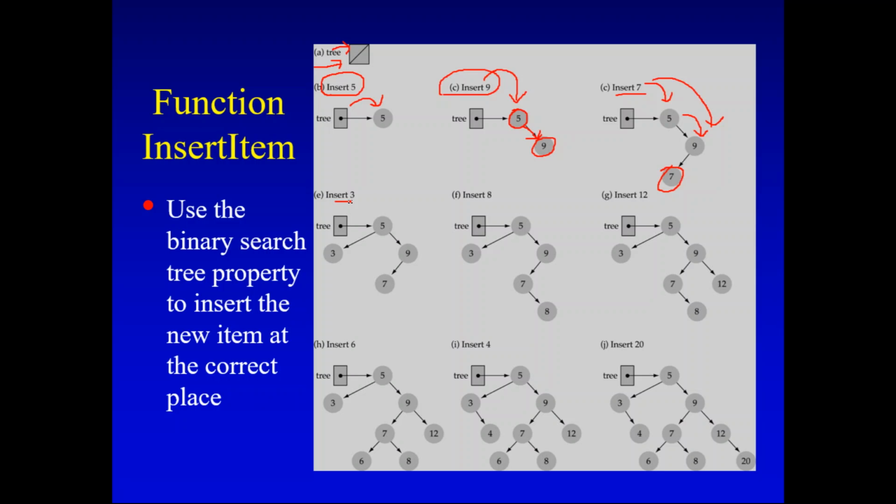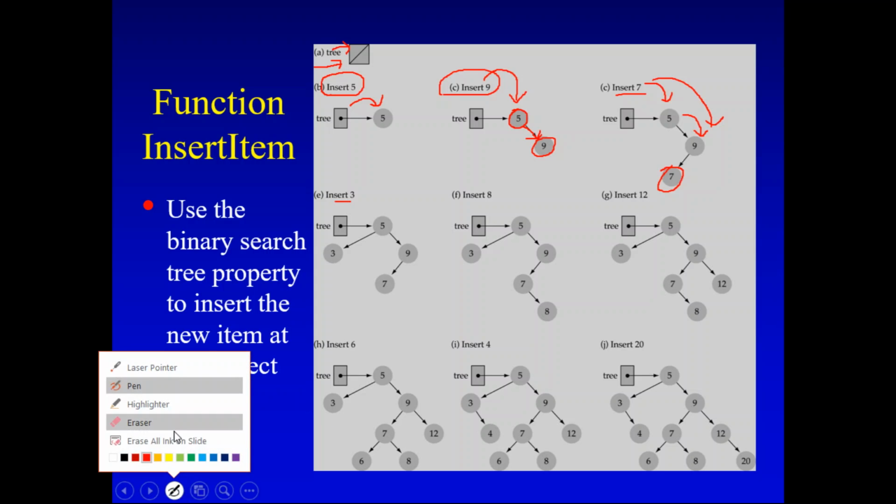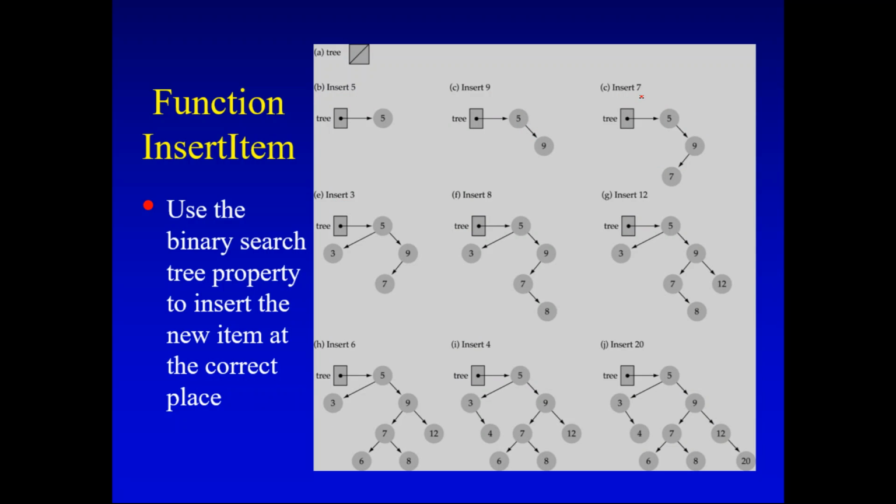Okay, so how do we insert? When 3 comes, this is the tree. Let us check here. This is the previous tree, right? This is the updated tree. So 3 is the input.